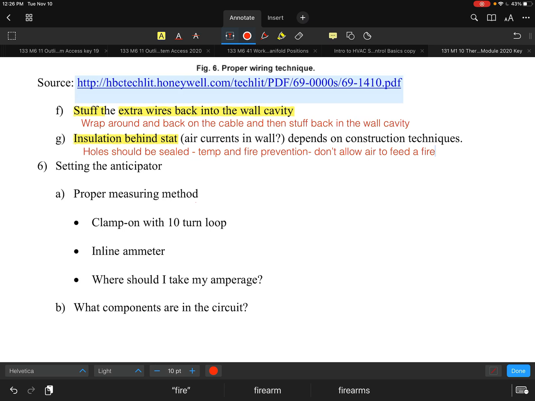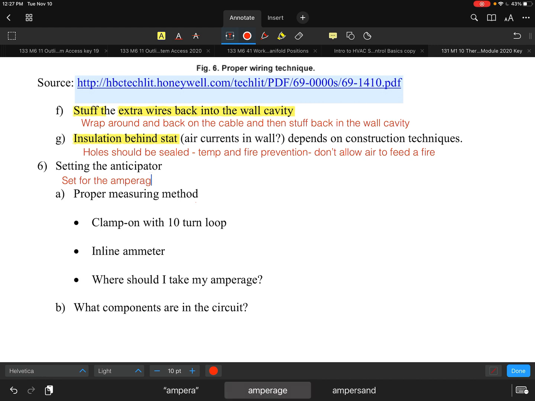All right. Next part. Let's talk about item number 6. Now this one is an important one when we talk about setting the anticipator. The thing I want to point out is, if you have an application with a thermostat that has the adjustable anticipator, what you're going to specifically do is, first of all, it's got to be set.